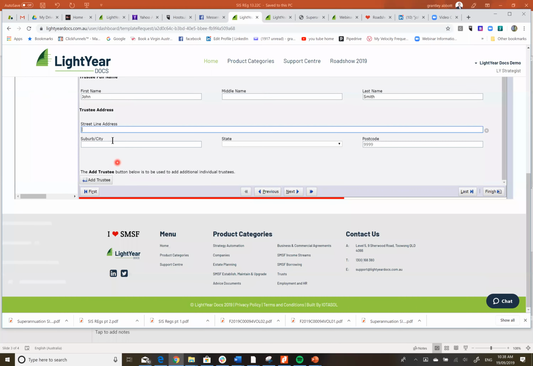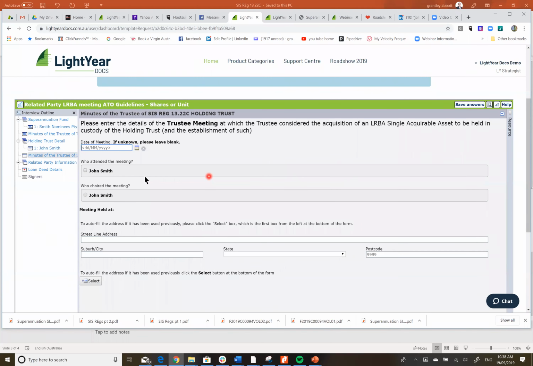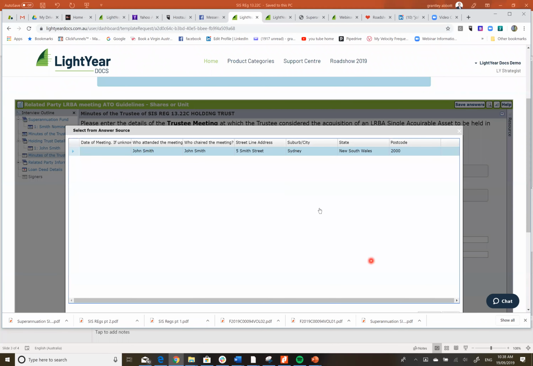I don't think I've got the select button. So we go same thing, 5 Smith Street, Sydney, New South Wales, 200. So that's setting up the holding trust, which is okay. So the trustee meeting, again, John Smith is the only one. We do a select. As you can see, this is quite sophisticated when you think of all the documents that's actually being pumped out. So we go down, we select.